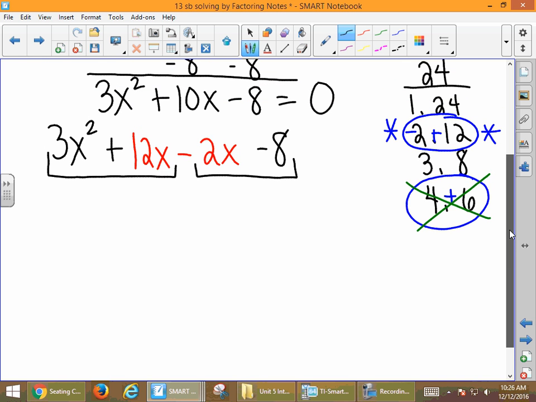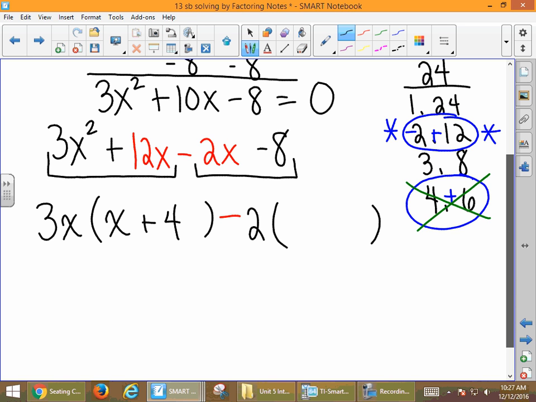the GCF in our first group between 3 and 12, the biggest number that goes into 3 and 12 is 3. Between x squared and x is x. So 3x squared divided by 3x is x. We had 2 x's, we took out 1. 3 divided by 3 is 1. 12 divided by 3 is 4. X divided by x is 1. In our next group, the biggest number that goes into both 2 and 8 is 2. 2x divided by 2 is x. -8 divided by -2 is 4.